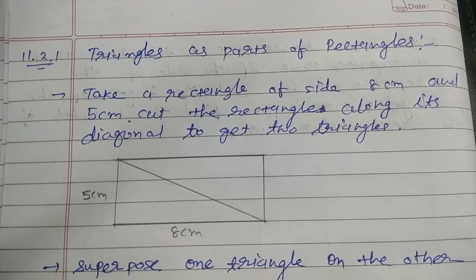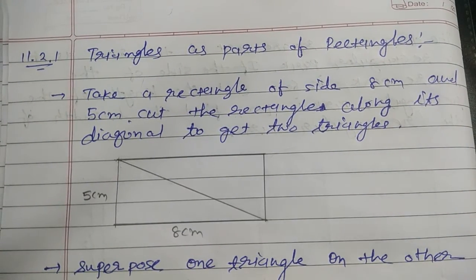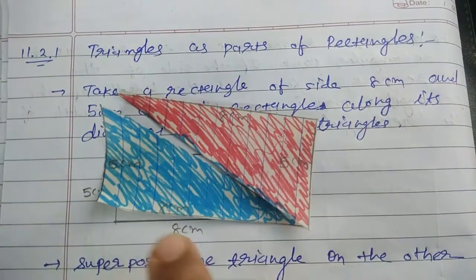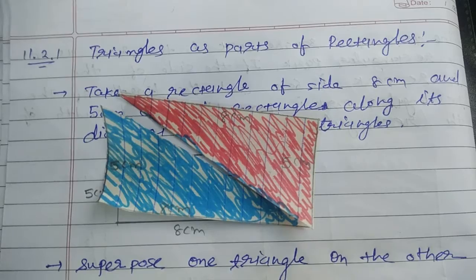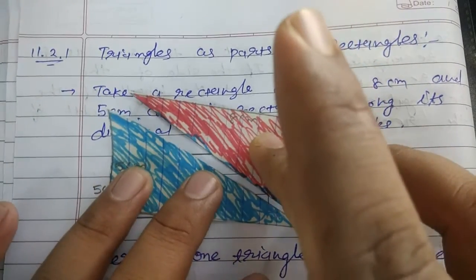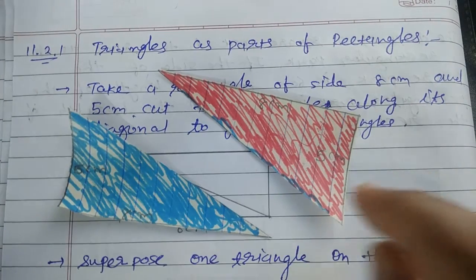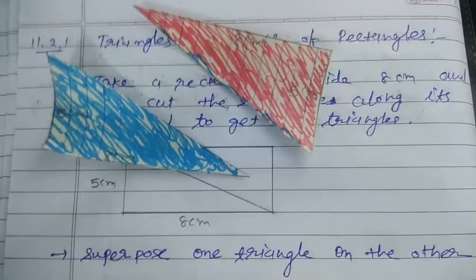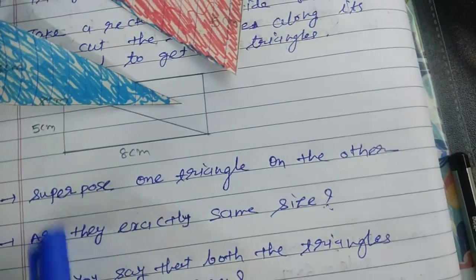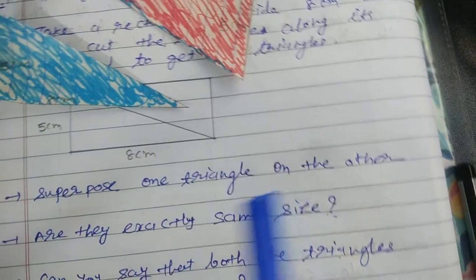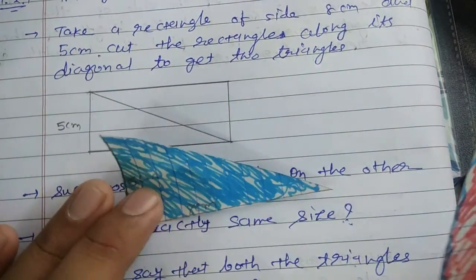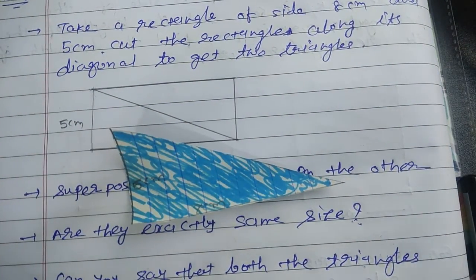one rectangle. So here I have taken a rectangle having 8 cm length and 5 cm breadth and cut it along its diagonal. So now what we have to do here: superpose one triangle on the other. What is the meaning of superpose? We have to take one triangle and superpose it.